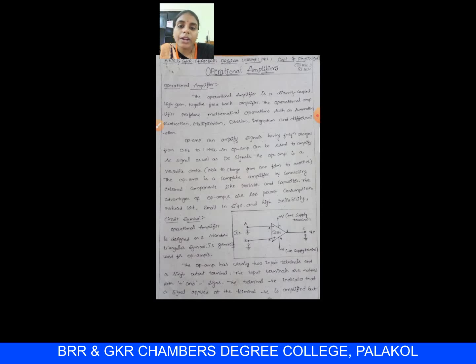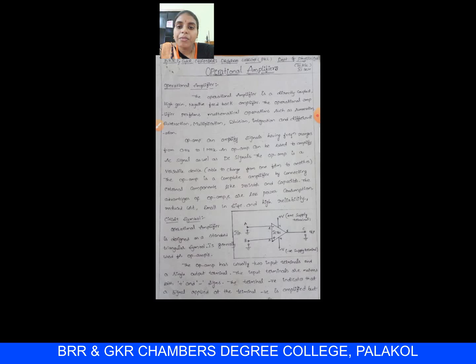And negative feedback. Feedback means there is a connection between the output terminal and the input terminal. That is nothing but feedback. Negative feedback means there is a connection from the output terminal to the input negative terminal of an amplifier. Finally, an operational amplifier is a directly coupled high gain negative feedback amplifier.